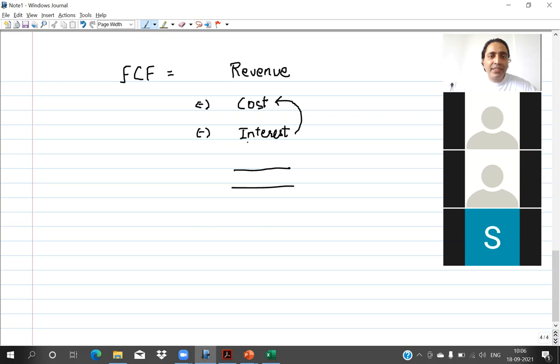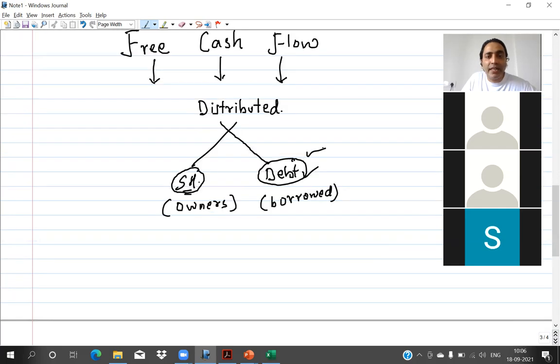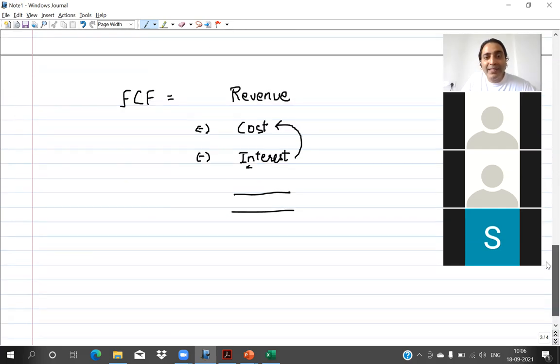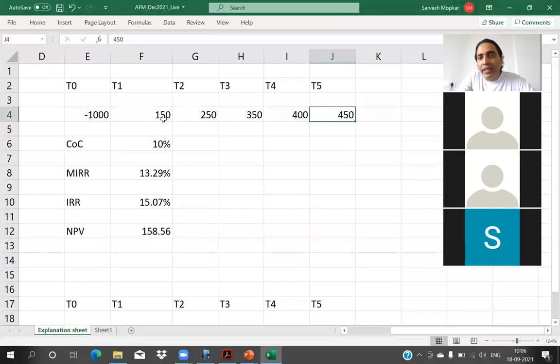Now, what is interest? Interest is the money that we pay on the debt that we have borrowed. So we have to pay some interest to these debenture holders or to the bank from whom we have borrowed funds. So should this interest be deducted to calculate free cash flow, which we are going to use for NPV? In short, main ye pooch raha hu aapko ki ye jo 150 hai, 250 hai, these cash flows are after deducting interest, or is it before deducting interest or without deducting interest? Ye main aapko pooch raha hoon.